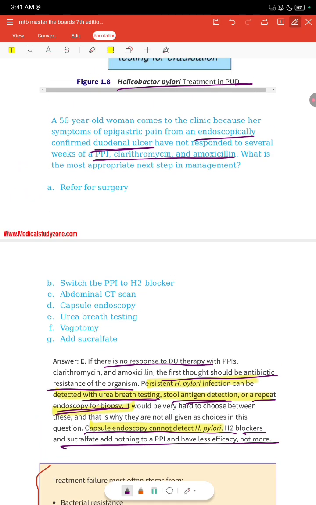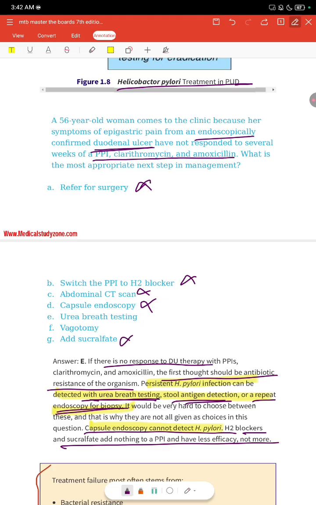So, there is no need for surgery, and there is no need for switching PPI to H2 blockers, because H2 blockers add nothing to a PPI. They are inferior to PPIs. There is no need for abdominal CT. Capsule endoscopy cannot detect H. pylori.